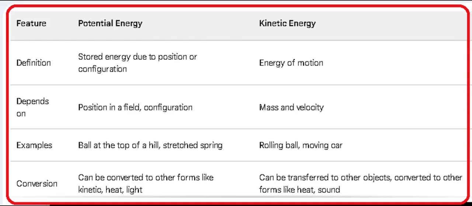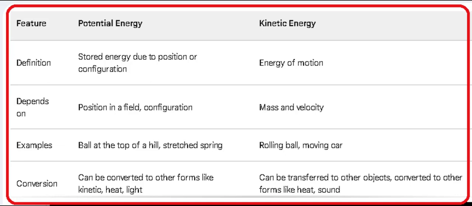Potential energy. Potential energy is the energy of an object due to its position in a gravitational field. Examples of potential energy are a ball at the top of a hill or a stretched spring. Potential energy can be converted to other forms like kinetic, heat, light. Unit of potential energy: joule.